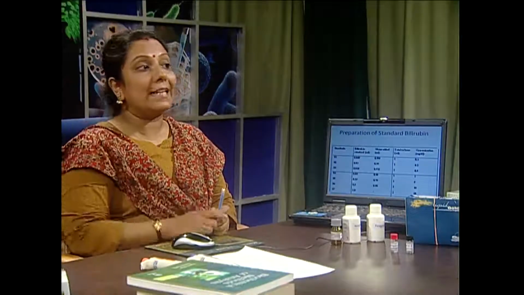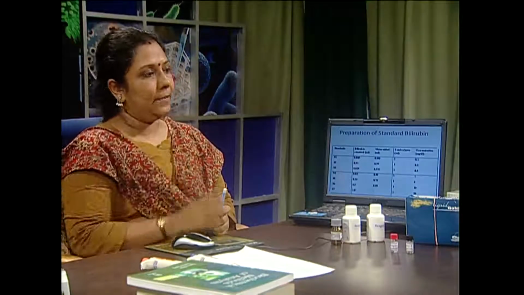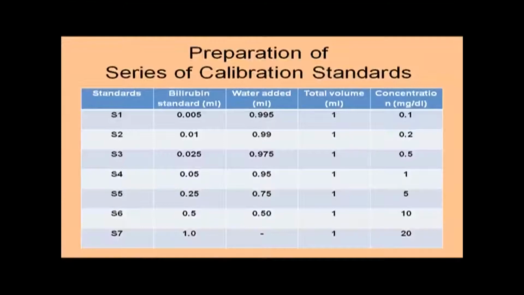Now, for the standard bilirubin, first the lyophilized standards will be dissolved in dimethyl sulfoxide and sodium hydroxide to produce the master stock, that is 20 mg per deciliter. You can take only this 20 mg per deciliter, or you can prepare a series of standards by diluting following this particular table. So by addition of different amounts of water, you can prepare 0.1 mg per deciliter, 0.2 mg per deciliter, 0.5 mg per deciliter, as well as in the higher range 1, 5, 10, and 20 mg per deciliter itself can be taken.